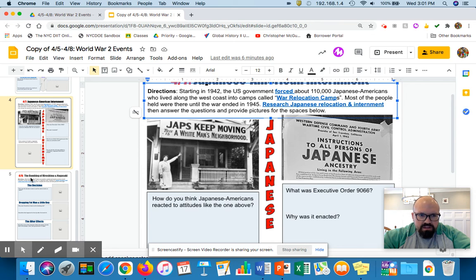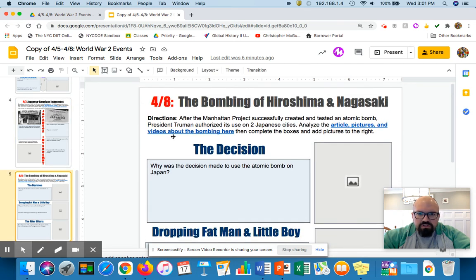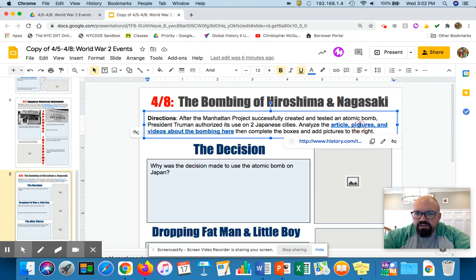Moving on into the 8th, the bombing of Hiroshima and Nagasaki. This is effectively the end of the war. So directions for today. After the Manhattan Project successfully created and tested an atomic bomb, President Truman authorized its use on 2 Japanese cities. Analyze the article, pictures, and videos that are linked here.